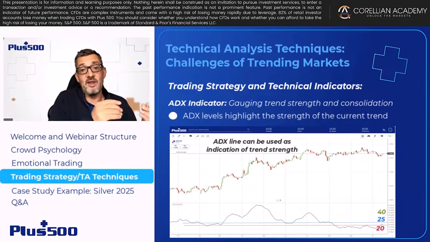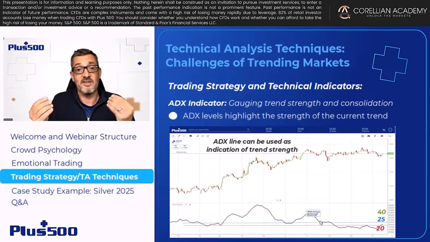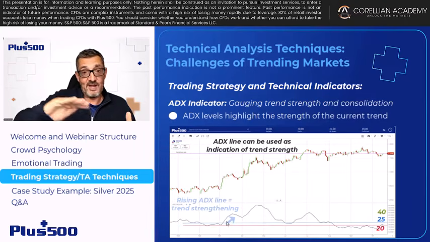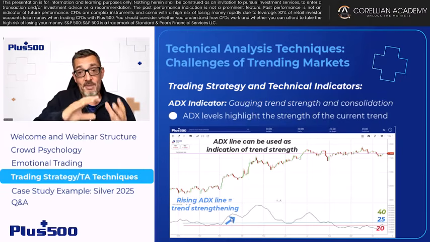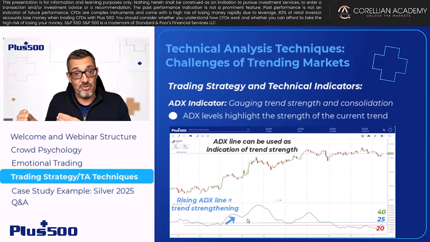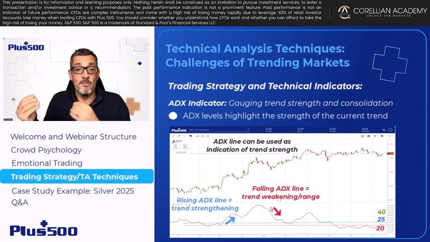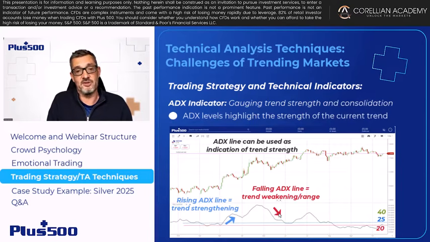We can also use the level and direction of the ADX line to give an indication of the strength of the current trend. A rise in ADX line can help confirm that the momentum of the current trend is strengthening, while a falling ADX line signals a weakening trend or potential for a move to a more range-bound condition.